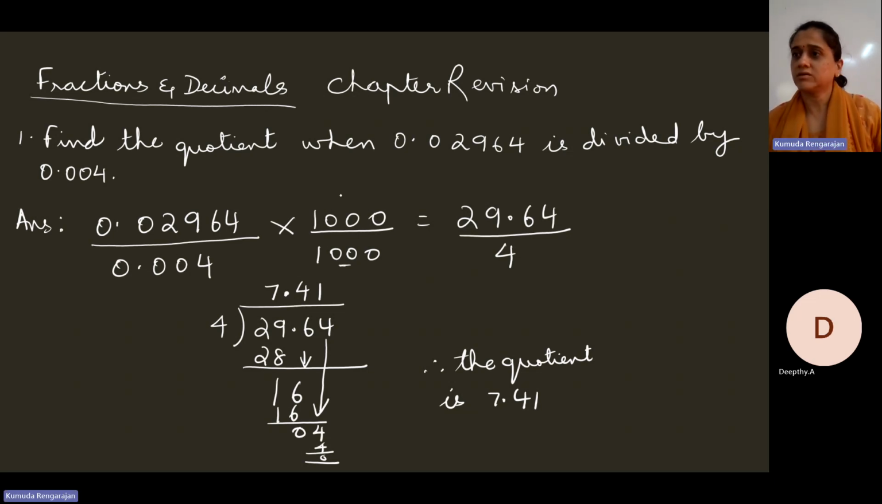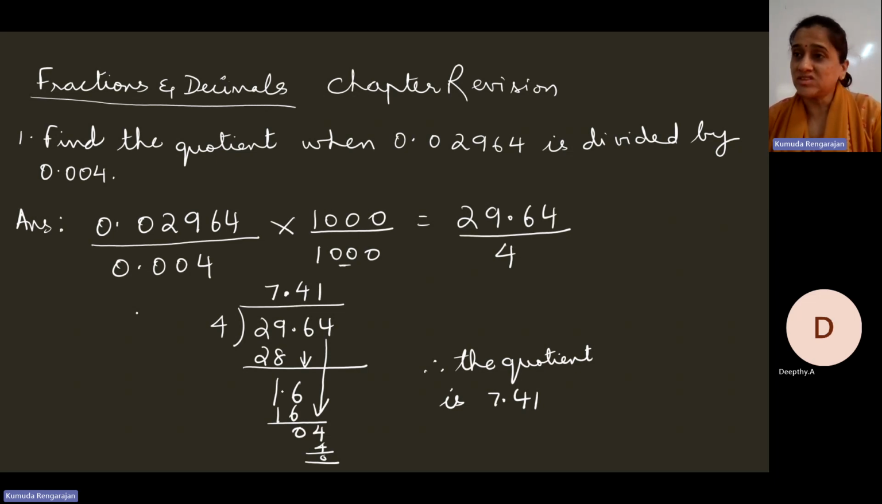Any doubts? Because 2 is not sufficient, no? 2 is not sufficient. So you'll have to take 29. 4 sevens are 28. 1 is the remainder. Now the next digit comes down.